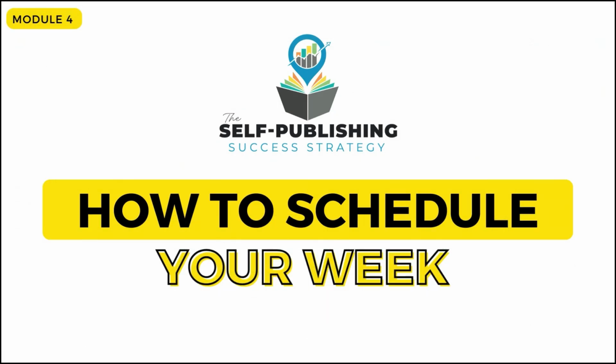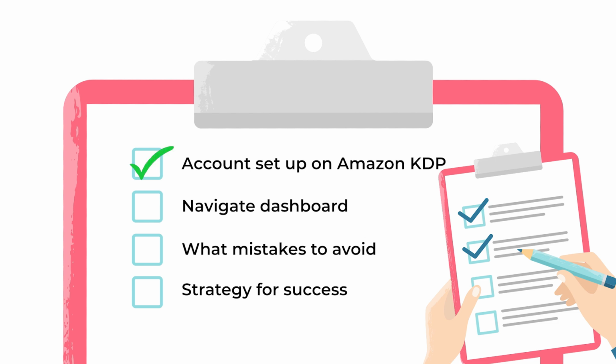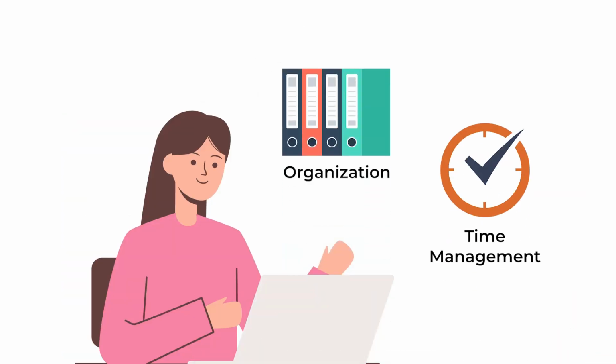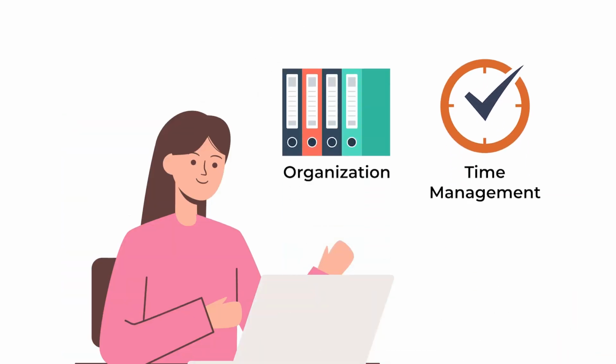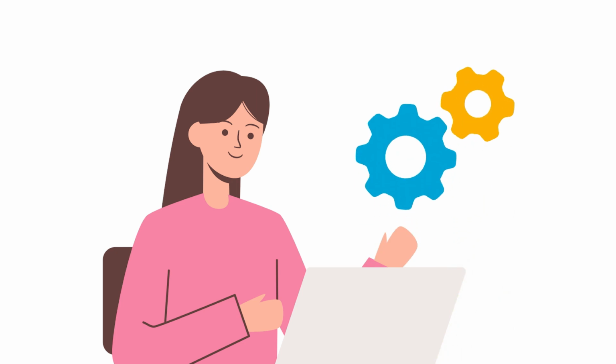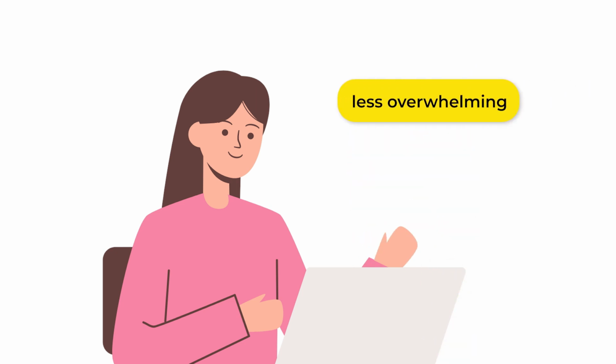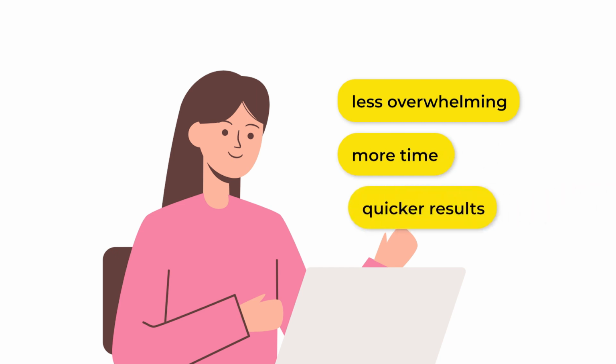Welcome to Module 4. We've got our account set up on Amazon KDP. We now know how to navigate the dashboard, and we have an idea of what mistakes to avoid and a strategy for success. Now we need to tackle time management, organization, and the best resources for KDP. Organization and time management are topics that are often overlooked. If everything in your Amazon business is organized and you can manage your time effectively, this whole process will be less overwhelming and you will have more time, which will get you results quicker. In this video, I will show you how to plan out your week for maximum productivity.